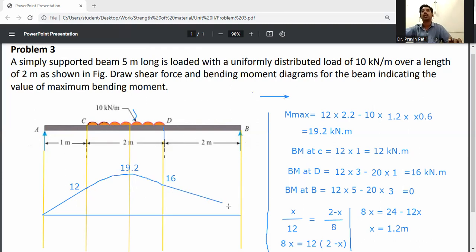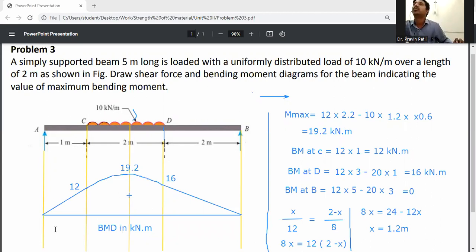Under the UDL we draw a parabolic curve, and without loading, that is at point loads, we draw a straight line. This bending moment is positive because it is sagging type bending. This is the BMD in kilonewton meter.